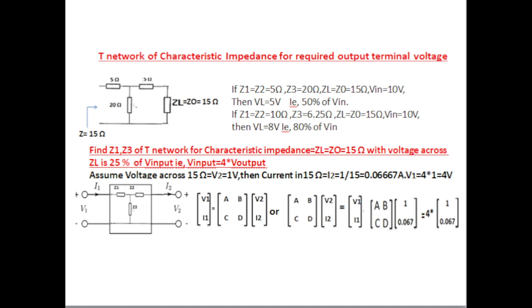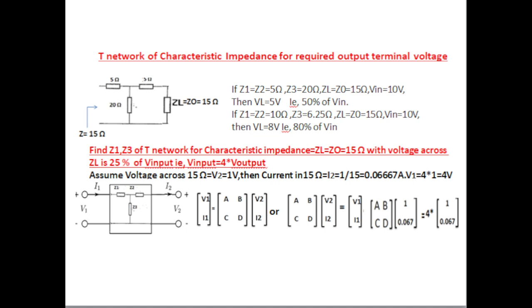That is, if Z1 equal to Z2 equal to 5 ohms, Z3 equal to 20 ohms, and ZL equal to Z0 equal to 50 ohms are connected, and V input equal to 10 volt, then VL, that is the output voltage across the ZL, equal to 1.5 volt, that is 15% of V input.